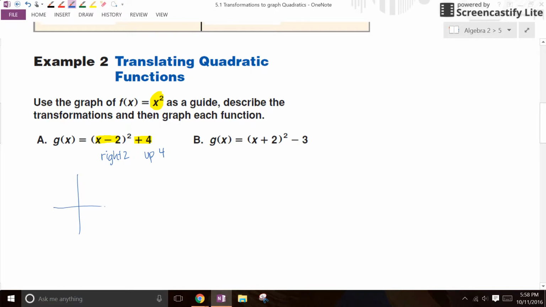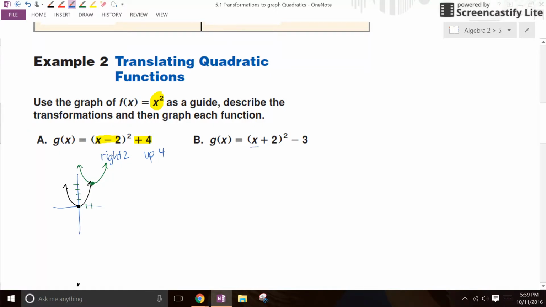So instead of having this, here's the parent function, right? It would have this dot, the vertex right here, and then have an arm going up on the left, an arm going up on the right. Well, what we've just done is we've moved it. I'll do it here in green. We've moved it right 2 and up 4. So now that dot is right here at right 2 and up 4. The vertex is actually moved, and the parabola is going up on this side and up on this side. So I've actually moved that entire parabola right 2 and up 4 just by moving the vertex. How beautiful is that? And you could have figured that out by making an XY chart or something like that. Maybe plotting one other point.